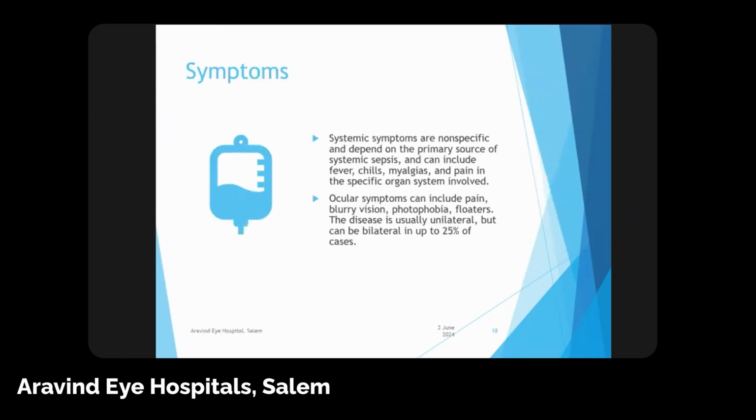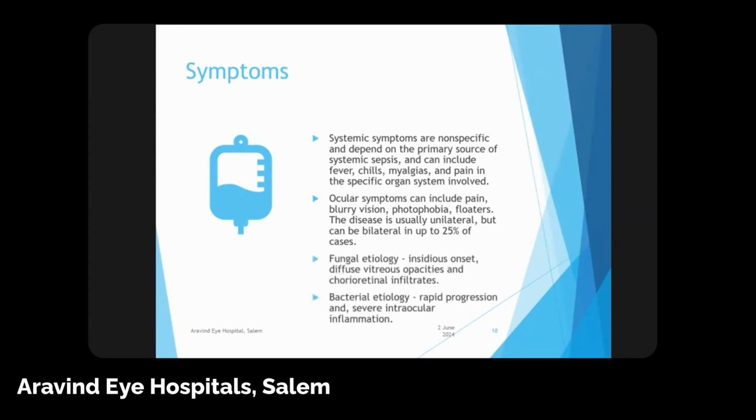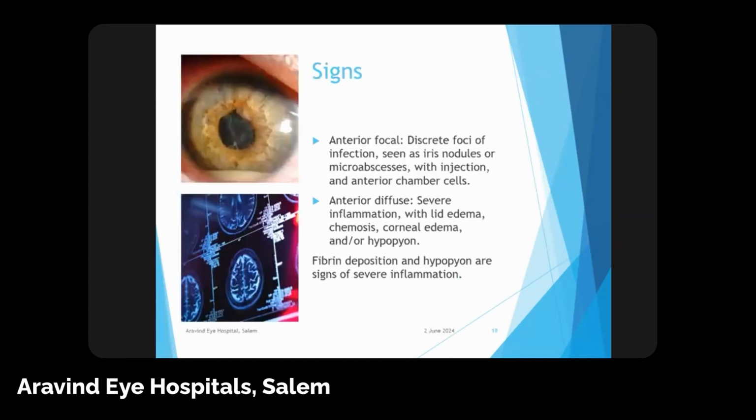The symptoms are non-specific and can depend on the site where the infection is from. Ocular symptoms can be pain, redness, photophobia, like what was seen in our patient. The disease is usually unilateral, but can be bilateral also. If it's a fungal etiology, it's insidious in onset, whereas if it's a bacterial etiology, it is rapidly progressive.